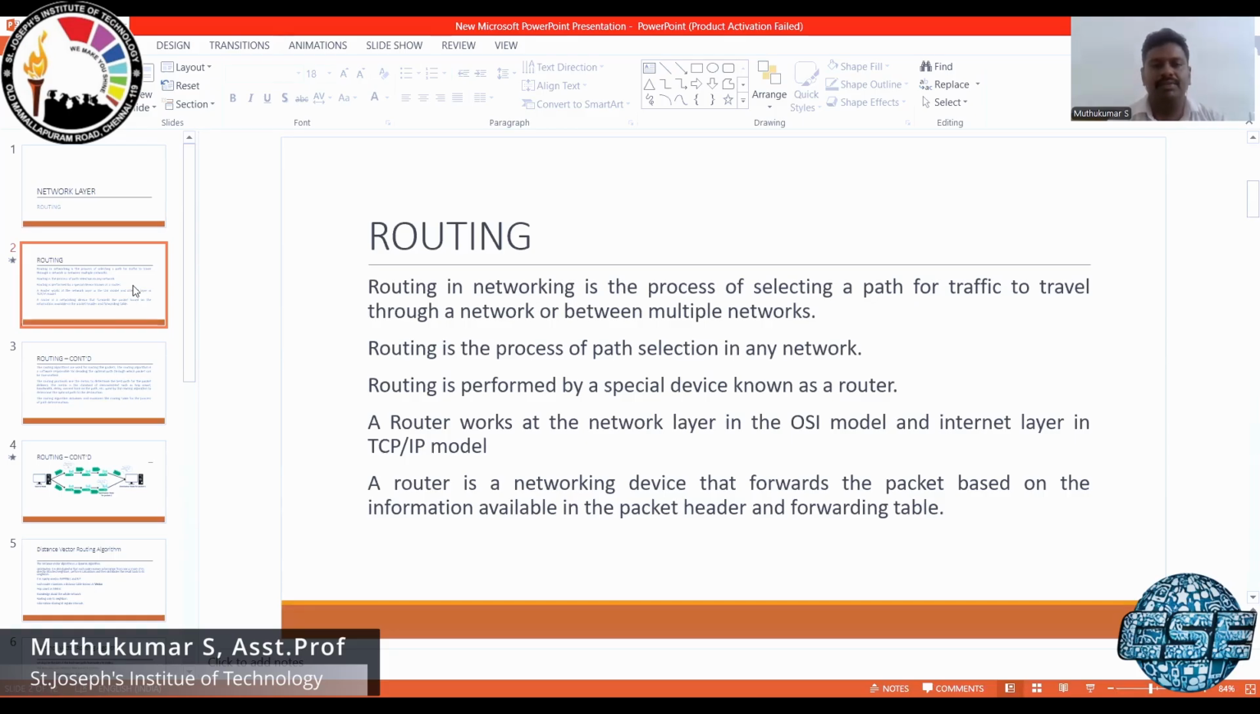For that, we are using a special device called a router. A router is a special device that works in the network layer of the OSI model or TCP/IP model, that is, layer 3. It is a device that simply forwards the packet based on the optimal path available in the route.